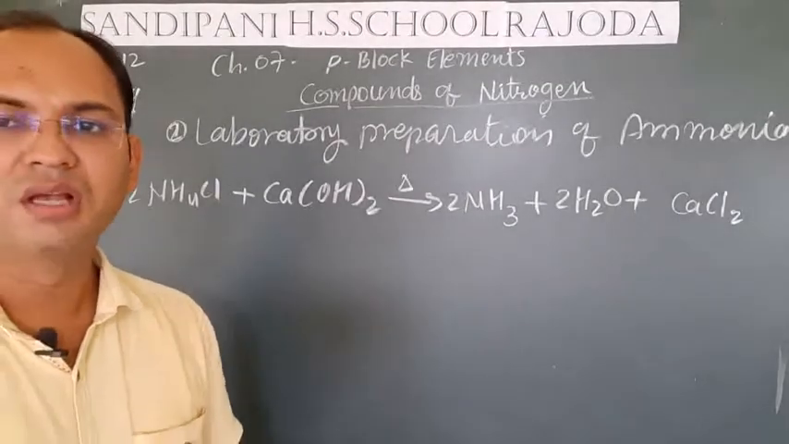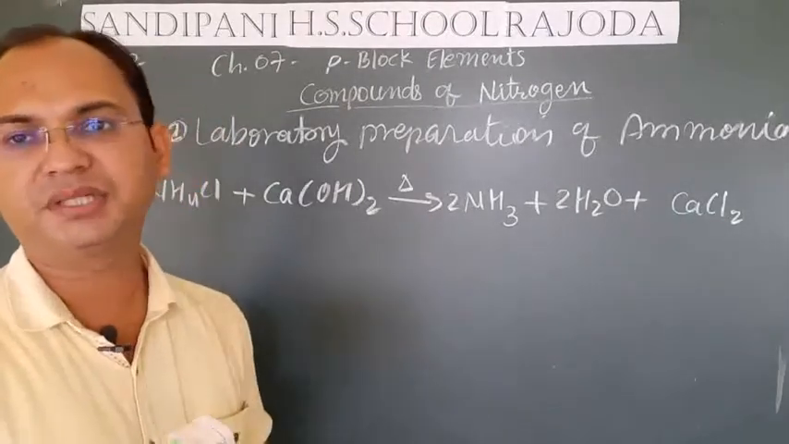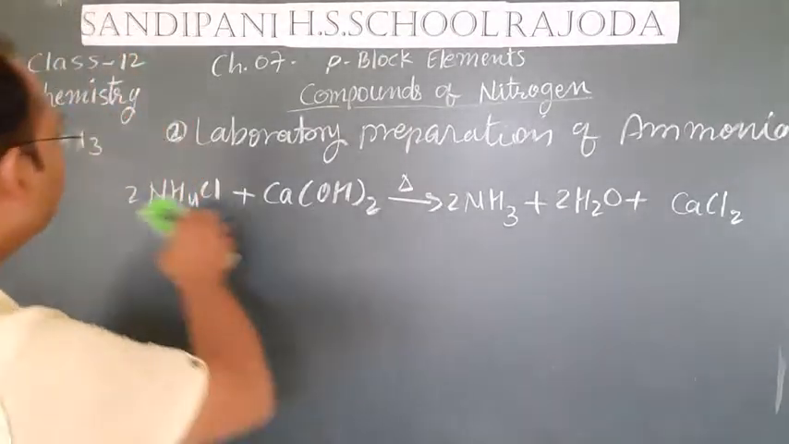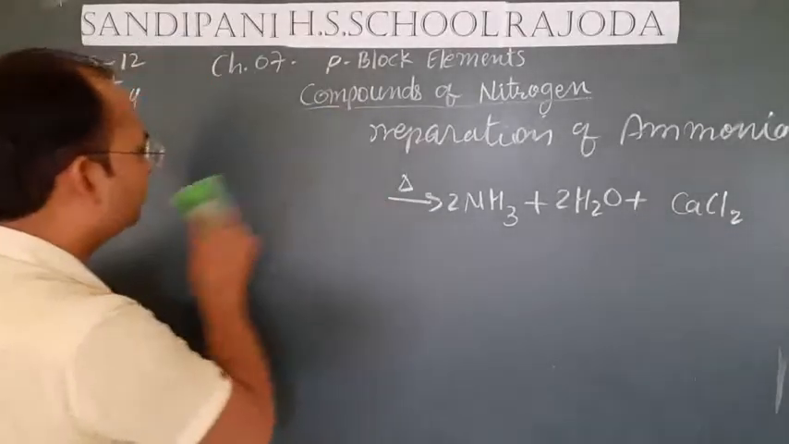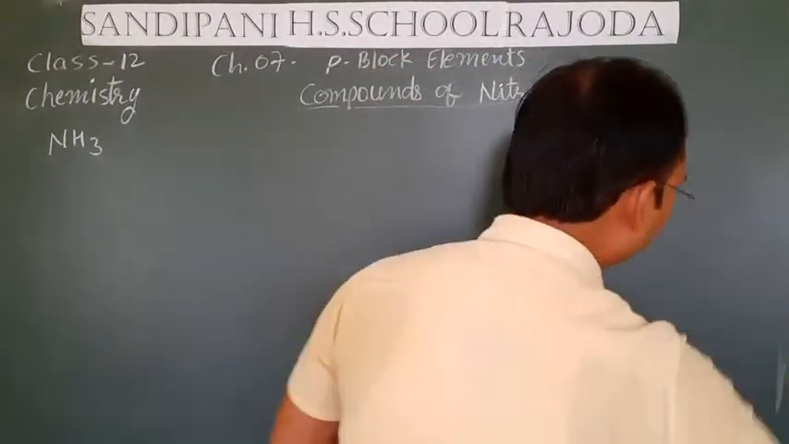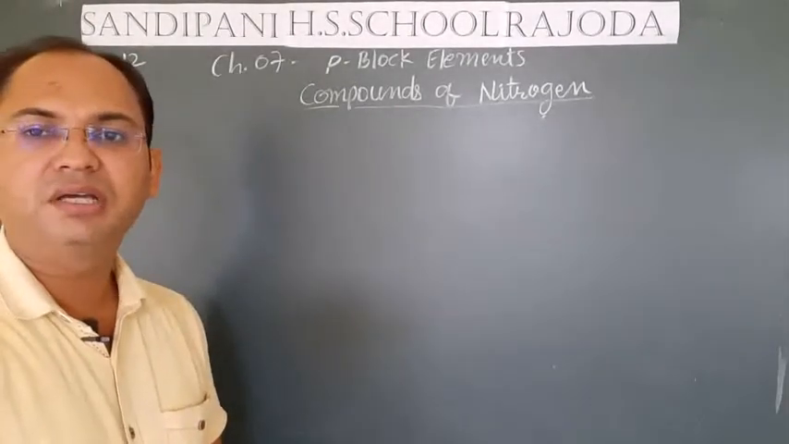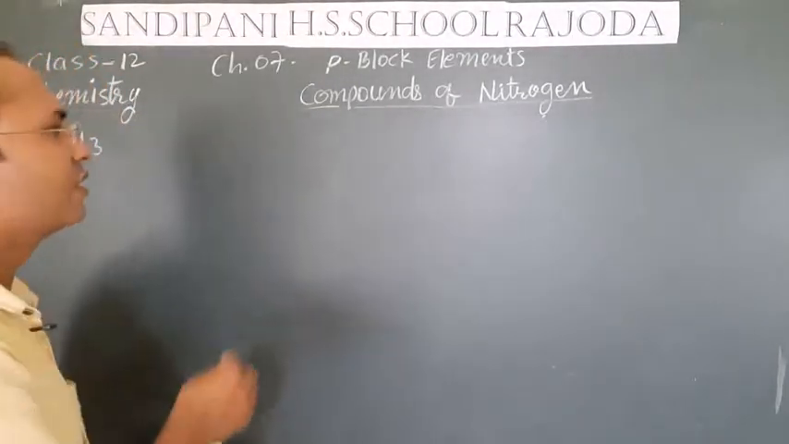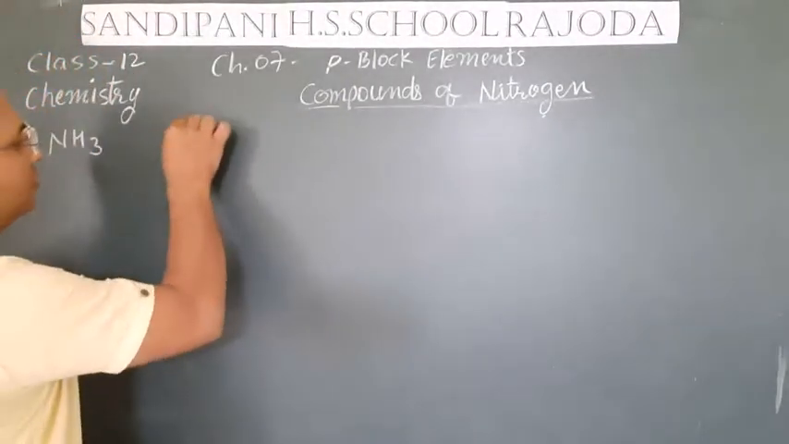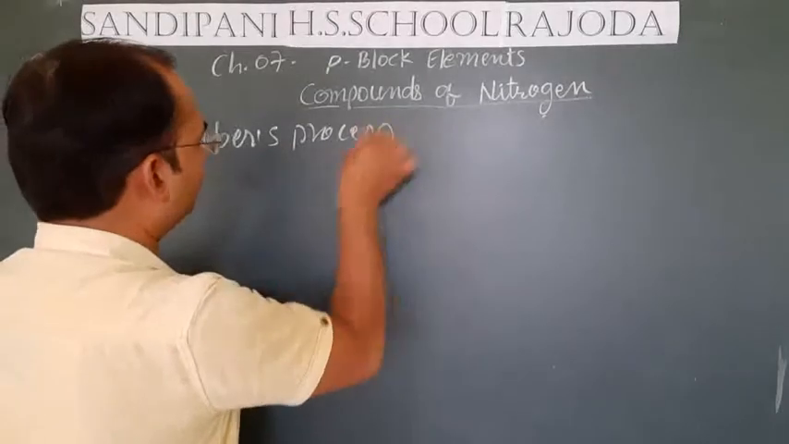Now, the next preparation method of ammonia is a very simple type of method, but it is the most important method also, because questions based on this method are asked in examinations nearly every year. The name of the method is Haber's process. So let's understand Haber's process for manufacturing of ammonia.